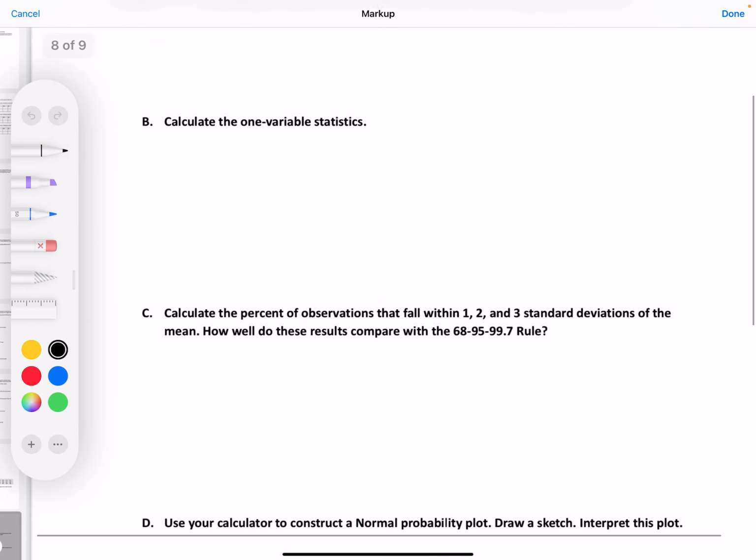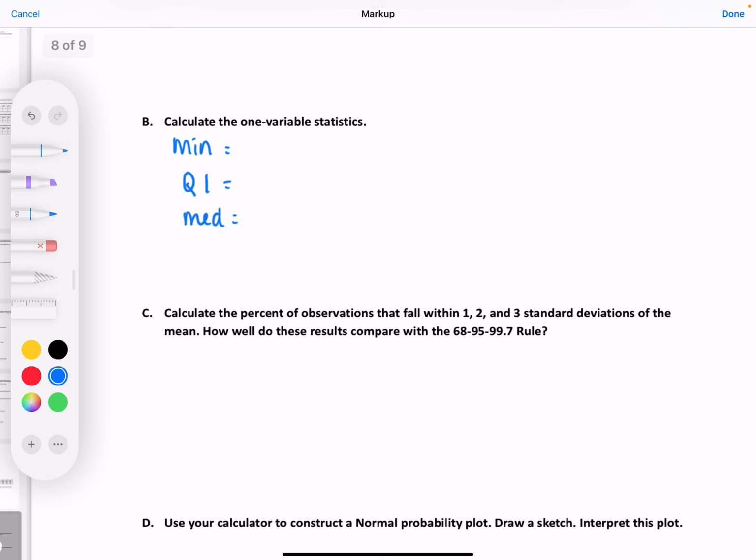All right, so calculate the one variable statistics. You need a min, Q1, median, Q3, max, and then because you're going to need it to draw your normal model, X bar and S, so your mean and standard deviation.